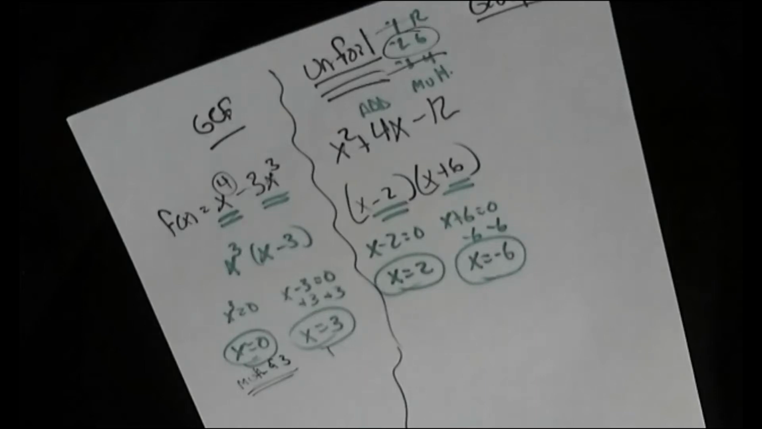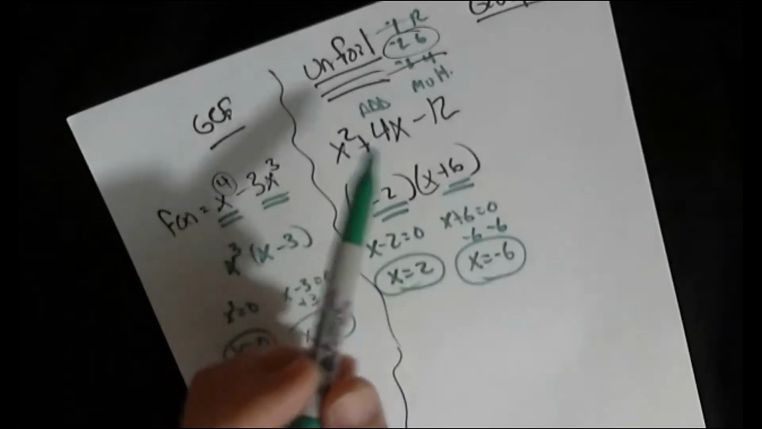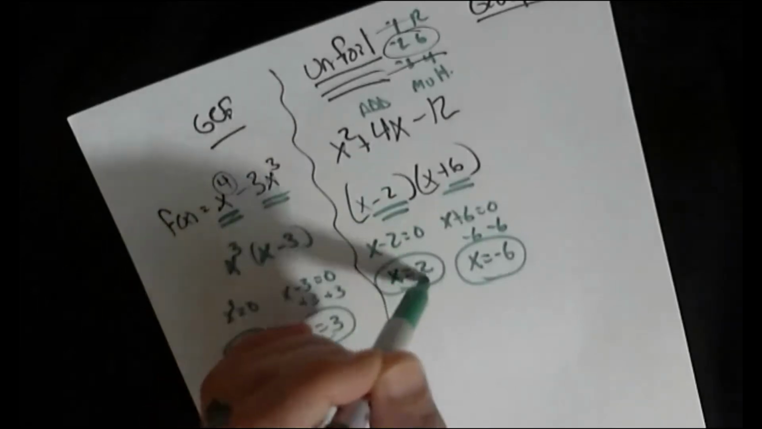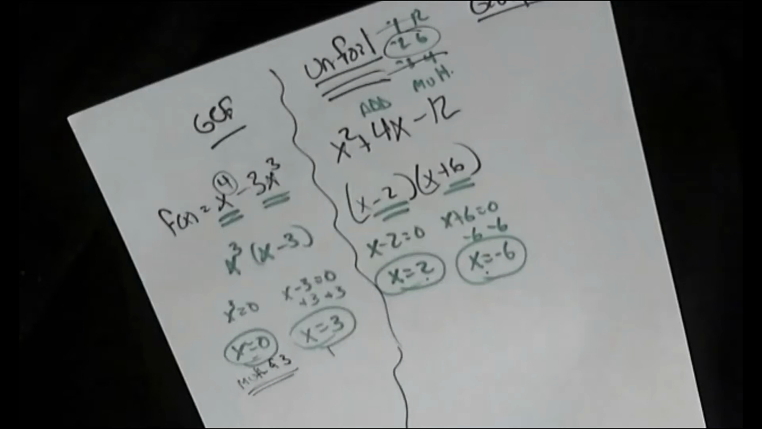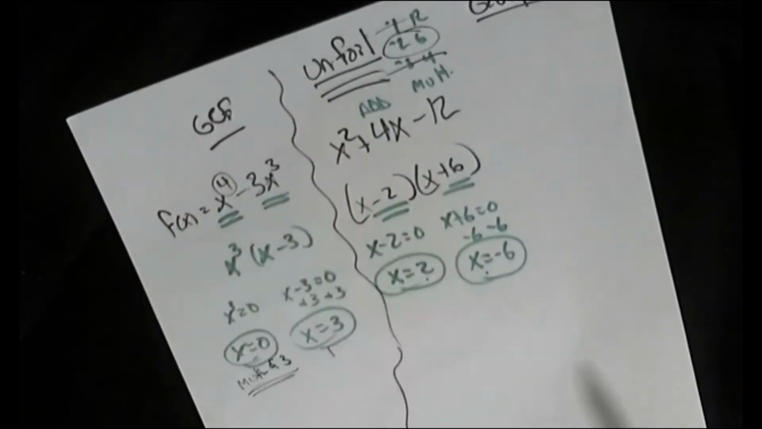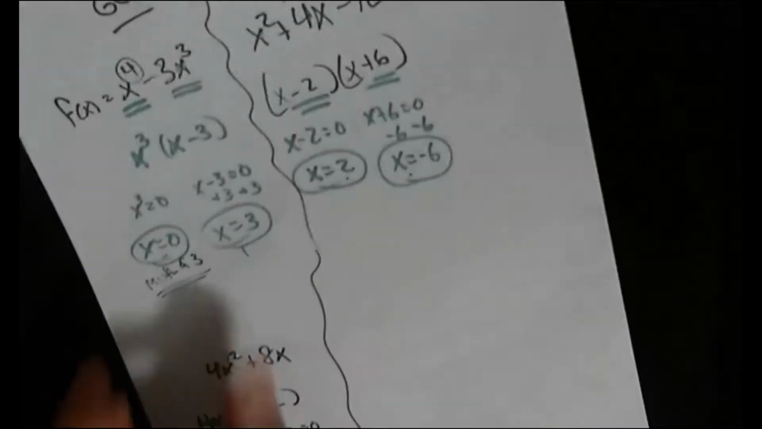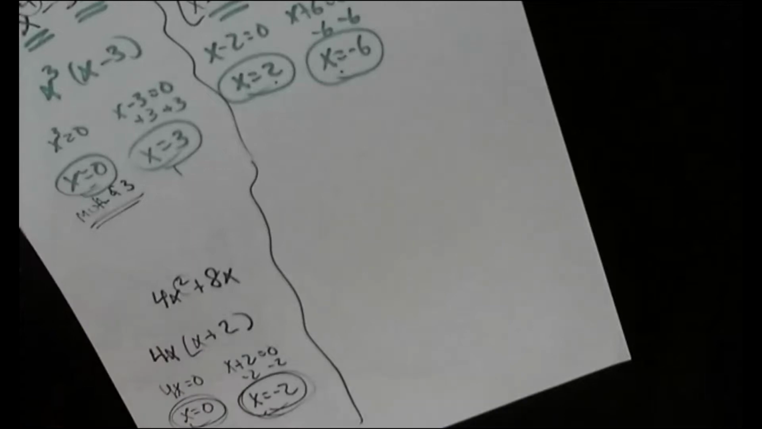And again, if we wanted to, we could graph this using Desmos, and that would show you where you were crossing. But in this case, we're going to solve by factoring. And again, this is for finding the zeros of a function. We'll do another one of those.